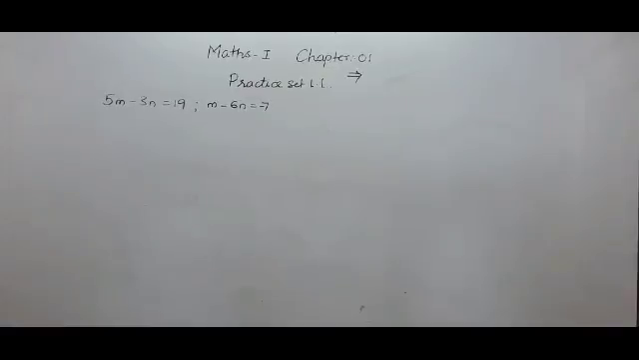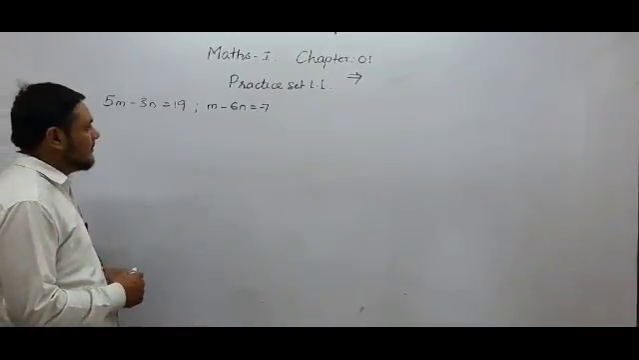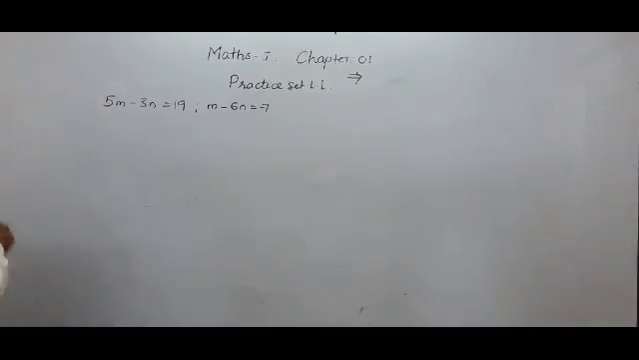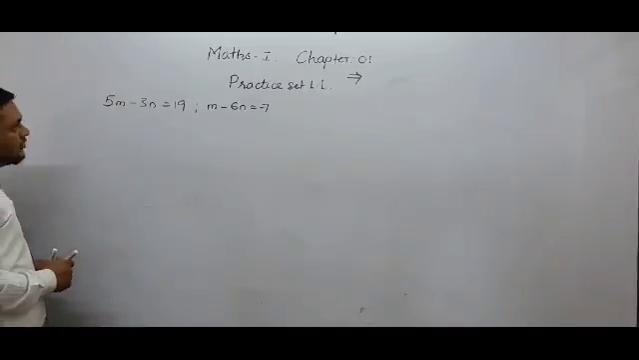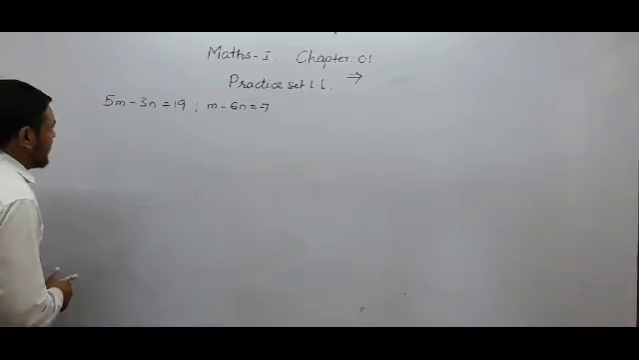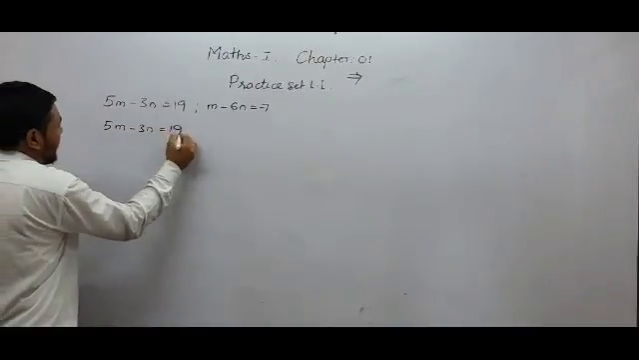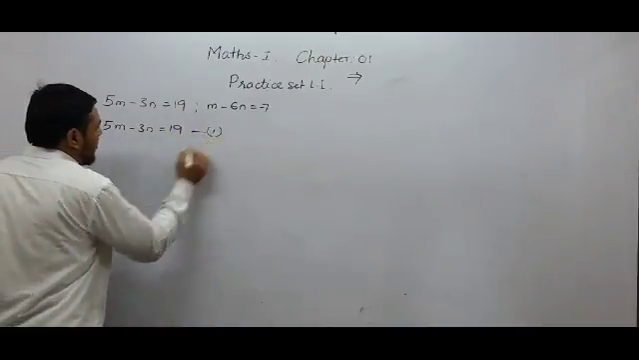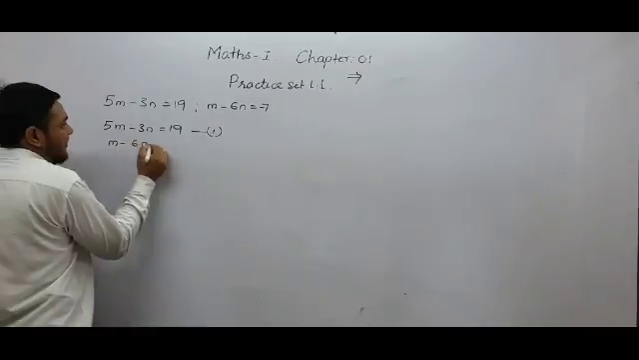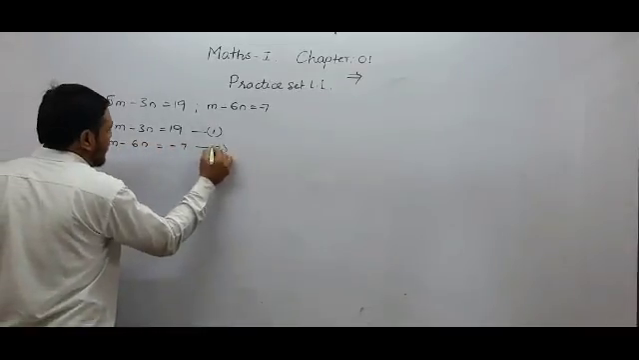So the next equations are 5m minus 3n equal to 19, m minus 6n equal to minus 7. Student, this equation can also be solved by two or three methods. So we can use the substitution method for solving this equation. So here the first equation is 5m minus 3n equal to 19. It is equation number 1, and m minus 6n equal to minus 7. This is equation number 2.